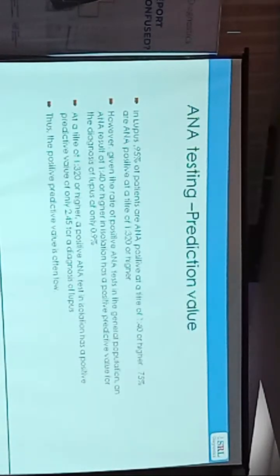So as I said, ANA positive predictive value is very less. So 1 is to 40 is seen in only 0.9% of SLE, meaning the positive predictive value. And at a titer of 1 is to 320 or higher, a positive ANA test in isolation has a positive predictive value of only 2.45%. So positive predictive value is very low.